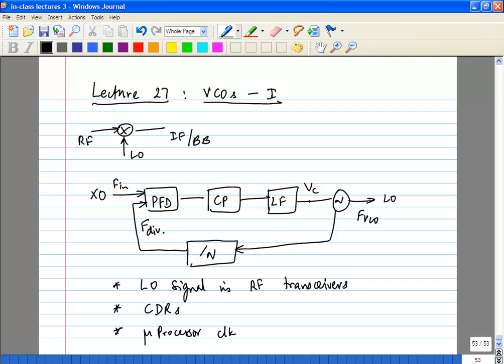Of course the other place where you would need VCOs and PLLs is in microprocessors, where you need to create the clocks for the microprocessors, and quite often you might need to synchronize different systems. So you would use PLLs there again.